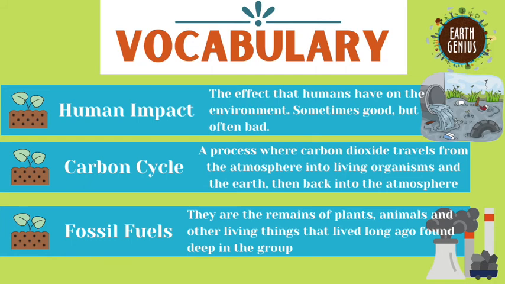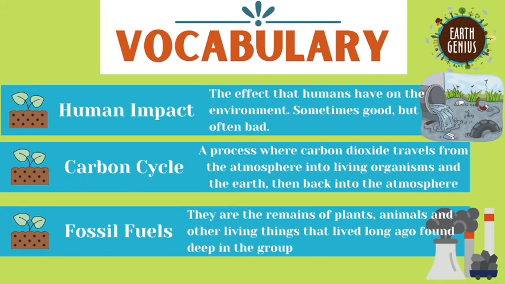All right, make sure to get your garden journal out and take notes as I go through our vocab. Our first phrase is human impact. We've learned this one before, so you might remember that it's the effect that humans have on the environment. Sometimes it's good and sometimes it's bad. Today we'll look at the human impact on the carbon cycle, which is not good.